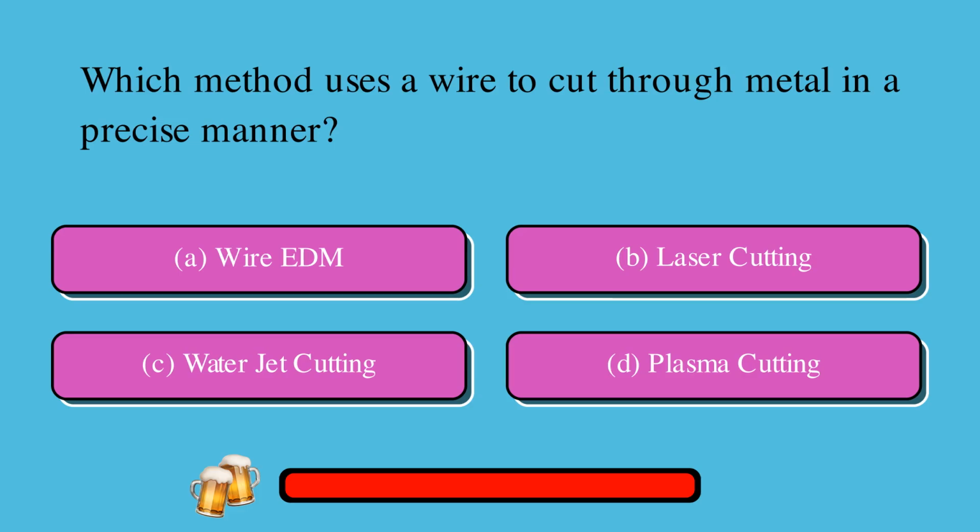Which method uses a wire to cut through metal in a precise manner? A, wire EDM, or B, laser cutting, or C, water jet cutting, or D, plasma cutting? The correct answer is A, wire EDM.